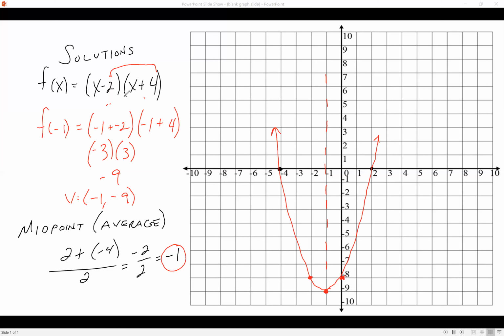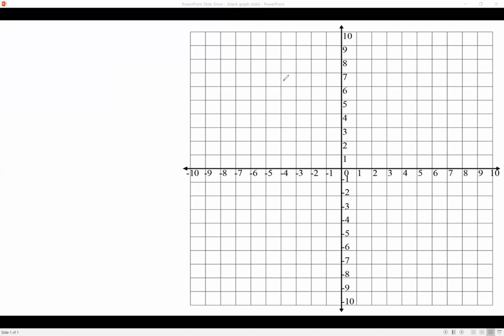All right, let's do another one. Okay, let's do f of x is equal to x minus 4 and x plus 1. Okay, so remember, first step, find out what makes those equal to 0, right?